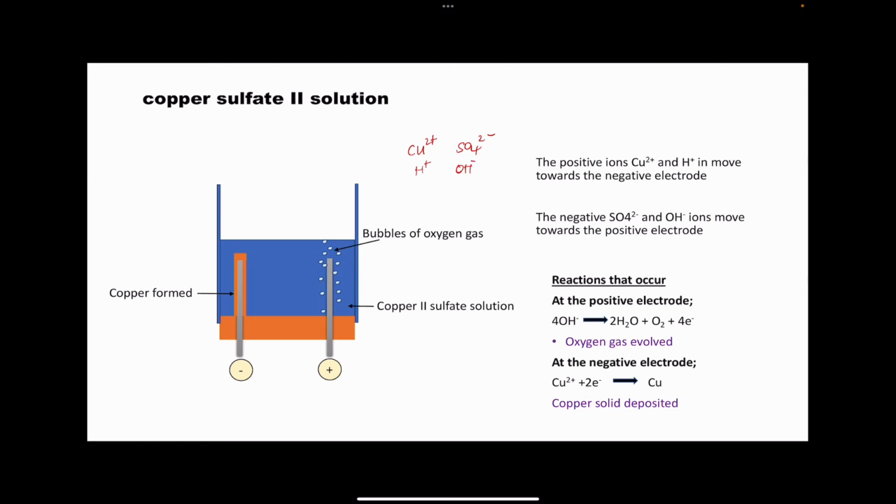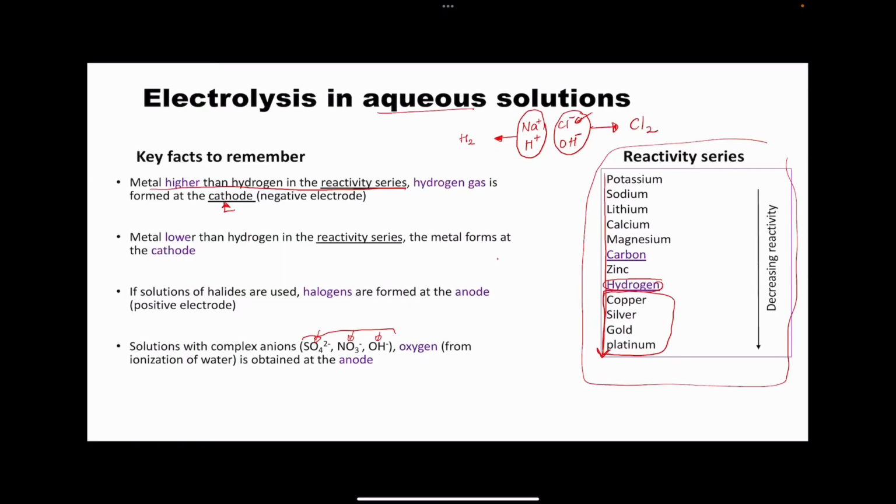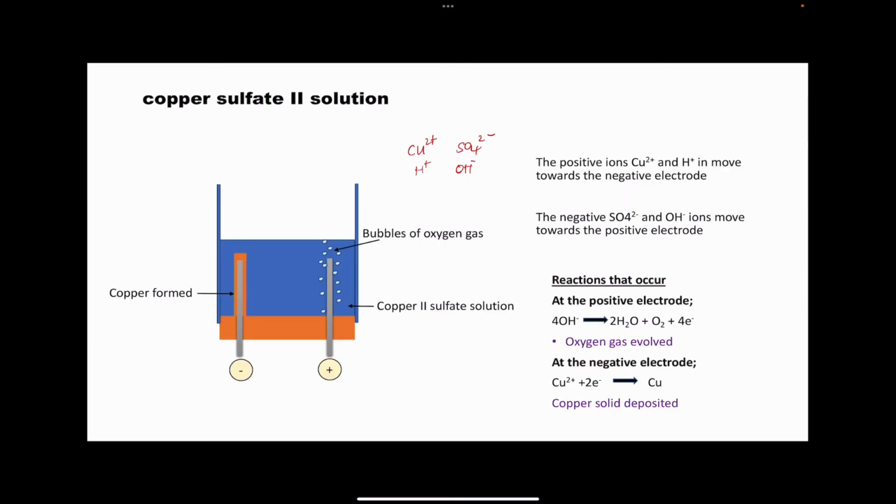If we go back to the reactivity series, you can see that copper is below hydrogen, so it means it's going to be preferred at the negative electrode. So here we see, if this is going to be the negative electrode, and that is the positive electrode, copper is deposited at this negative electrode because copper 2+ ions were preferred. And remember, initially we had copper 2+ solution, which is going to be blue due to copper 2+. But as the copper forms here, you can see the color of copper solid is observed at that specific electrode.